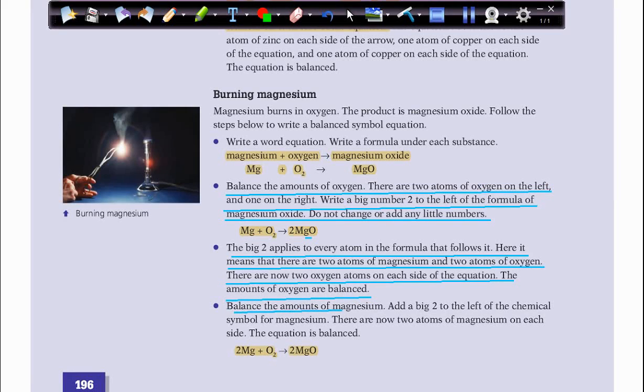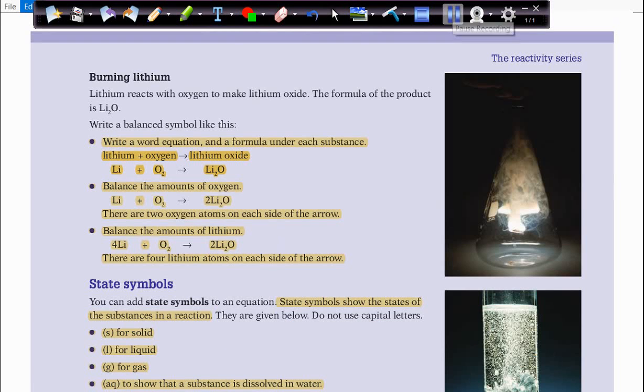Balance the amount of magnesium. Add a big 2 to the left of the chemical symbol of the magnesium. There are 2 atoms of magnesium on each side. The equation is balanced. So this is the balanced equation: 2 Mg plus O2 give us 2 MgO. Now let's go to the next page.